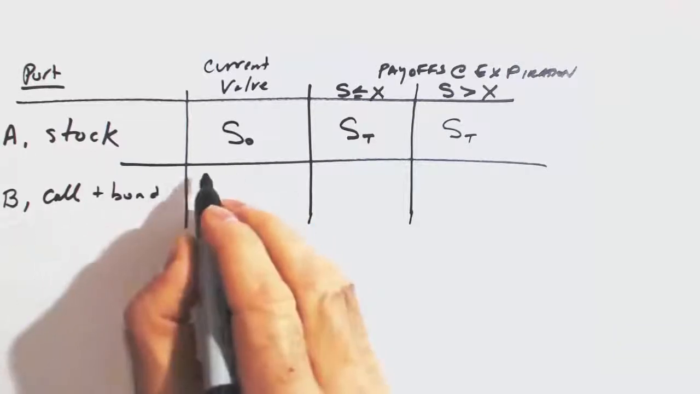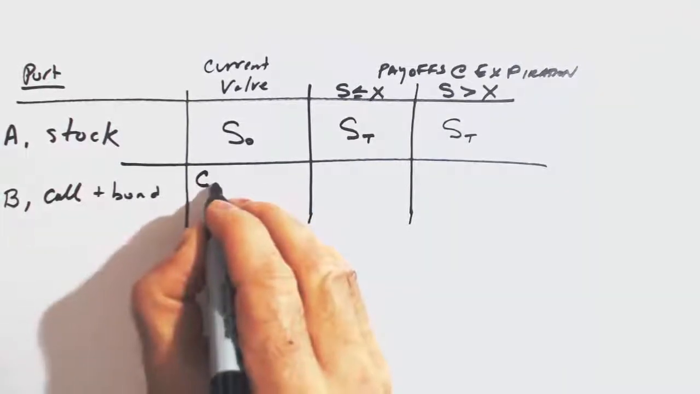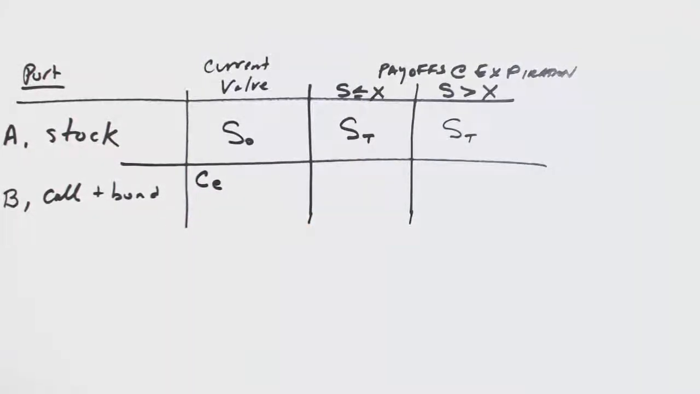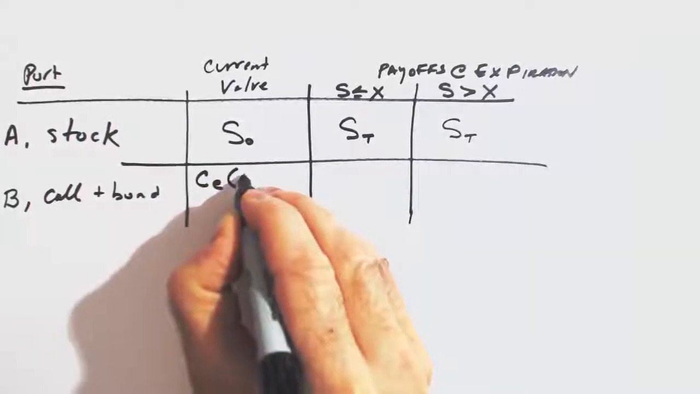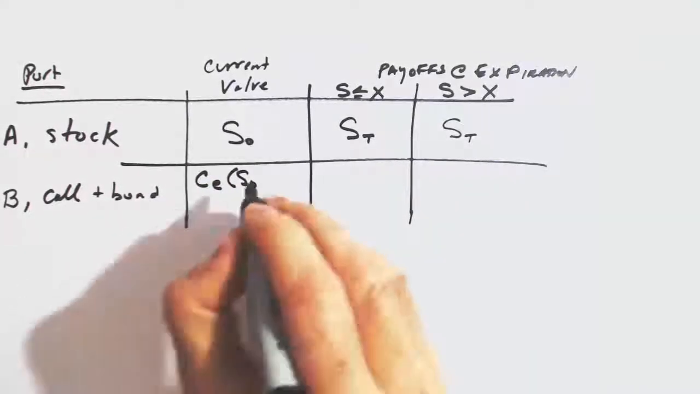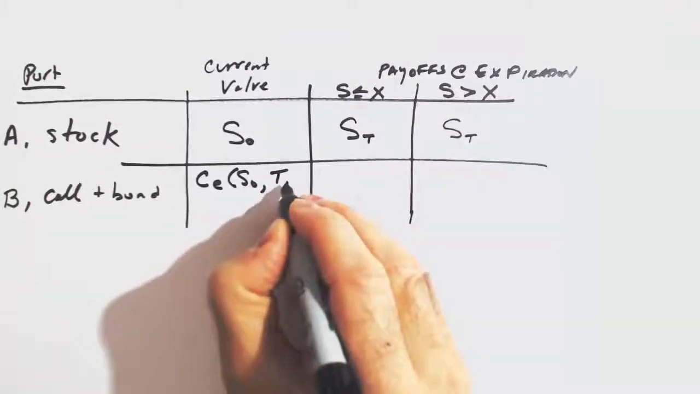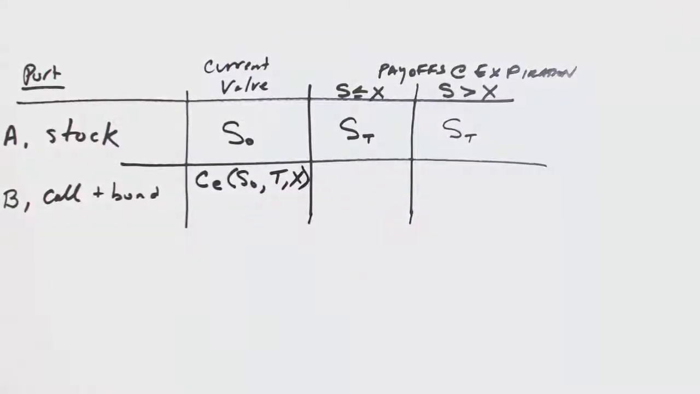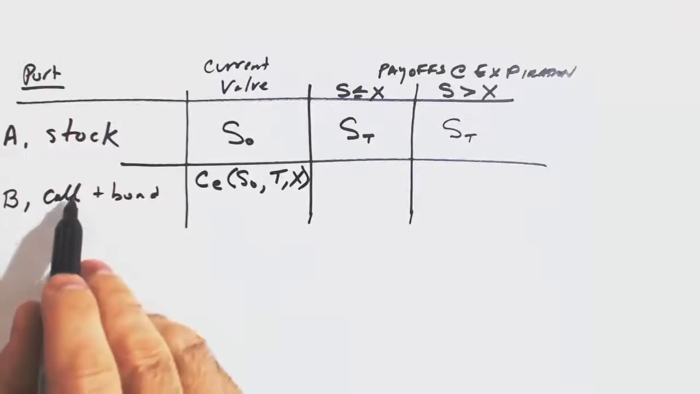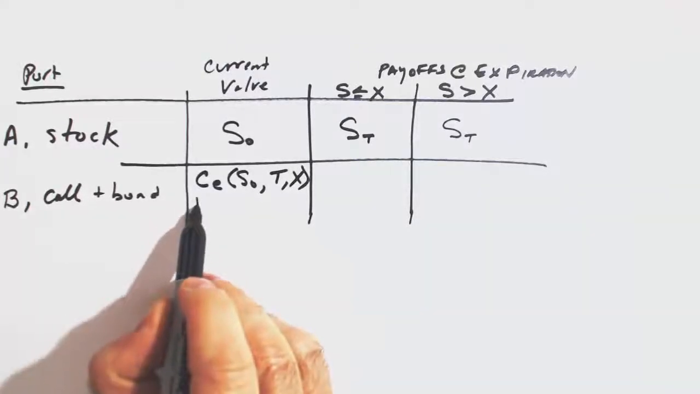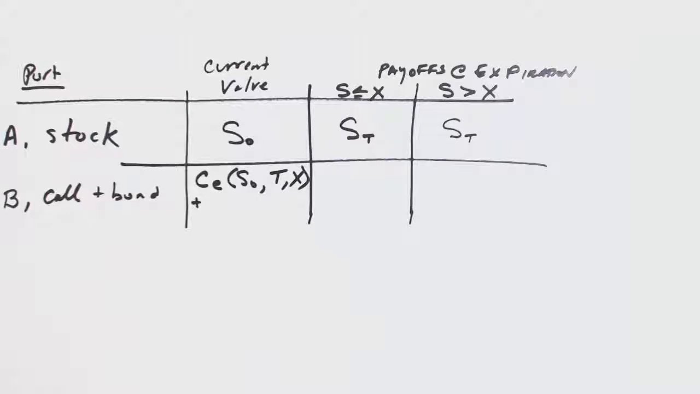The value of this, generically, for the call, is CE, a European call for a stock at price S subscript 0, for an expiration of T, and a strike of X. Okay, that's the value of the call symbolically, and then the value of this bond.